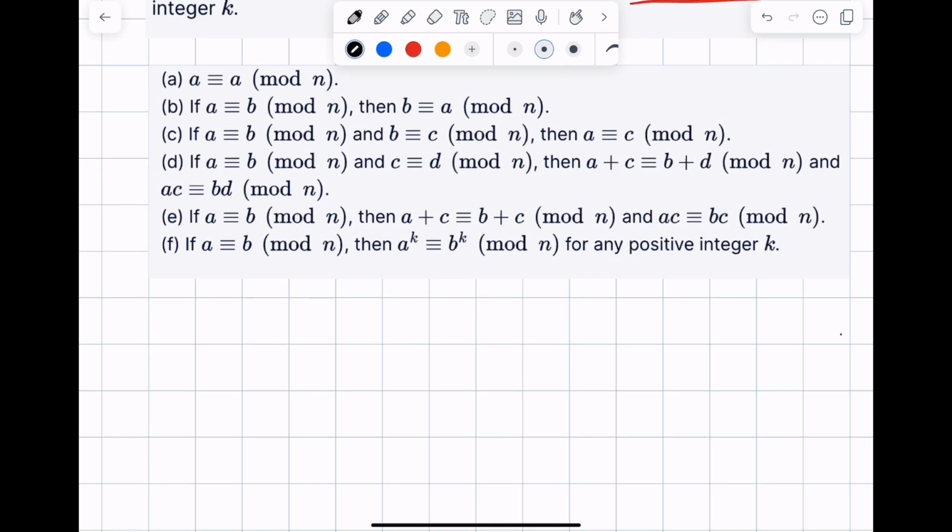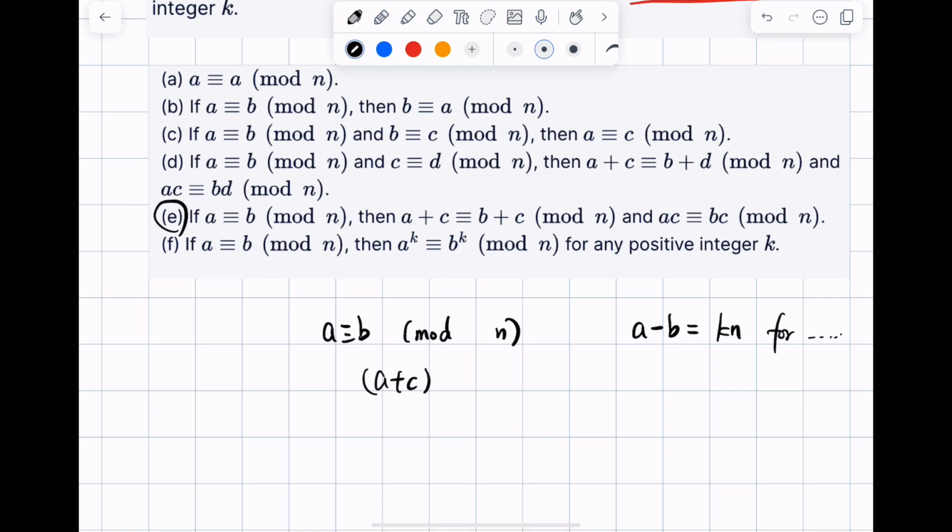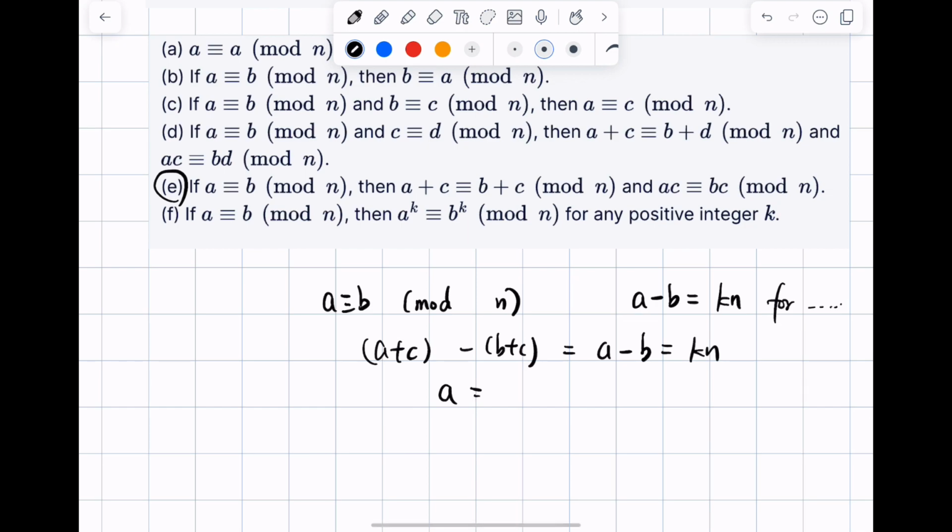Okay, this looks like a lot, but it's actually very easy to understand. Let's take part E as an example. We know A is congruent to B mod n, and that means A minus B is equal to kn for some k. So it's very easy: A plus C minus B plus C is equal to A minus B, which is equal to kn. So we already have A plus C is congruent to B plus C mod n. And this is the first part.